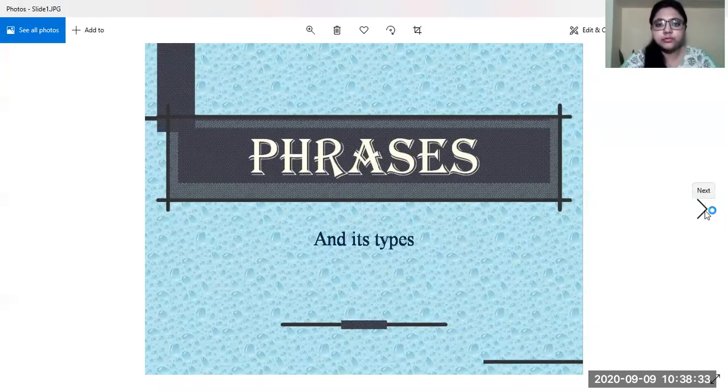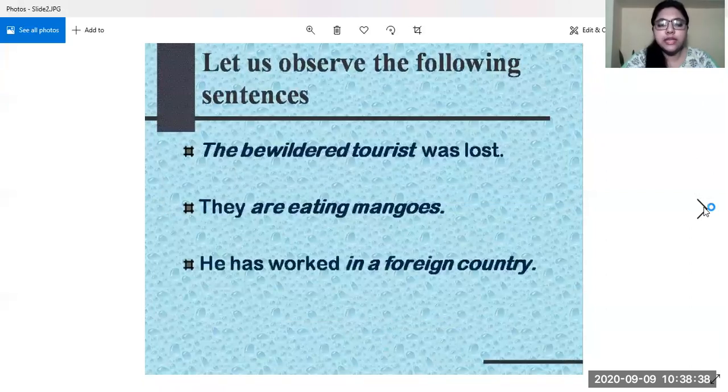Before getting into the detail, let us look at the following sentences. The bewildered tourist was lost. They are eating mangoes. He has worked in a foreign country. Now, why have we referred to them as sentences? It's because they are making complete sense. Whatever they are saying, they are conveying the complete meaning. That is why they are known as sentences.